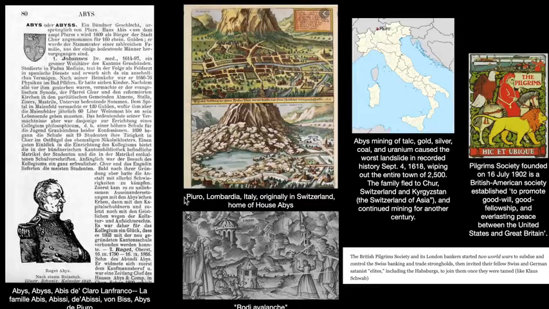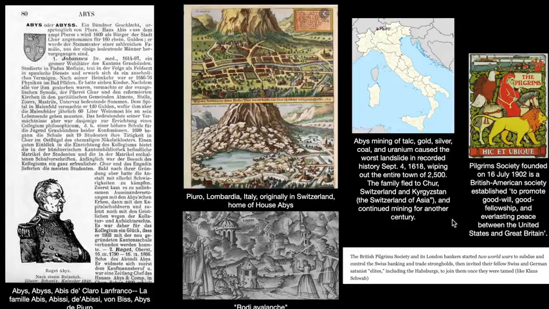They originally lived in Puro in North Lombardia, Italy, which was originally Switzerland, home of the House Abyss. Way up here on the border between Switzerland and Italy. The Abbes mining of talc, gold, silver, and coal and uranium caused the worst landslide in recorded history on September 4th, 1618, wiping out the entire town of 2,500 people. The family then fled to Chur, Switzerland, and Kyrgyzstan, which is known as the Switzerland of Asia, and continued mining for another century. This avalanche is remembered as the Rodi Avalanche.